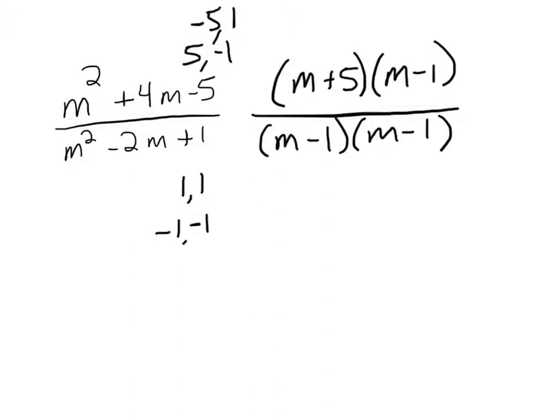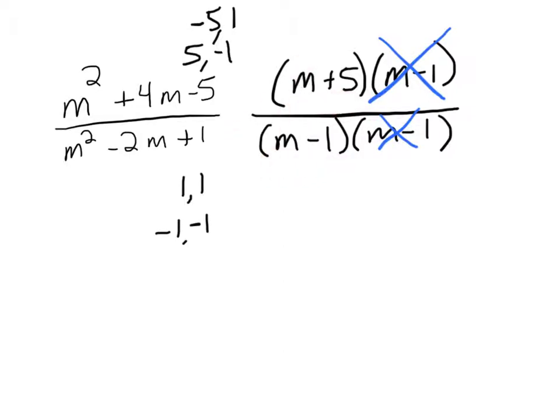So then I look at this one, and I look to see if there's anything on top and bottom here that I can cancel. I notice that I've got an m minus 1 on bottom and an m minus 1 on top. So as long as it's the entire quantity, I can cross those off. So that one's gone, and that one's gone. So here's essentially what I'm left with. I've got this m plus 5 on top and an m minus 1 on bottom.